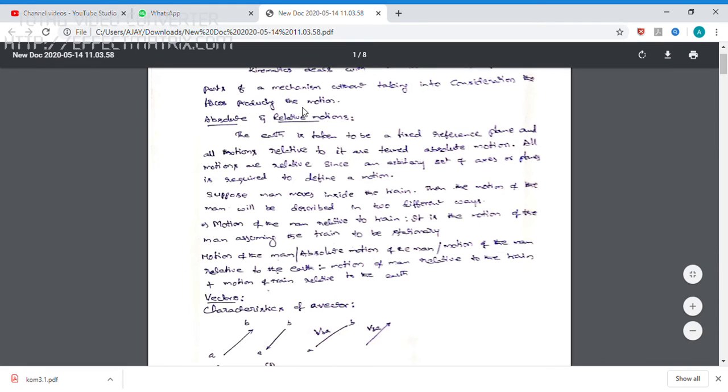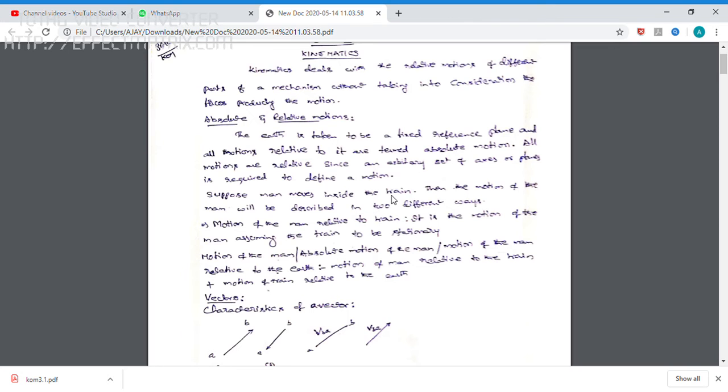Relative motion. That's why I have given one small example. Suppose a man moves inside the train. Suppose any one person is moving inside the train. Then how will we define the motion of that particular man? If you want to define in a relative manner or absolute manner, how will we define? Here, the motion of the man relative to the train.